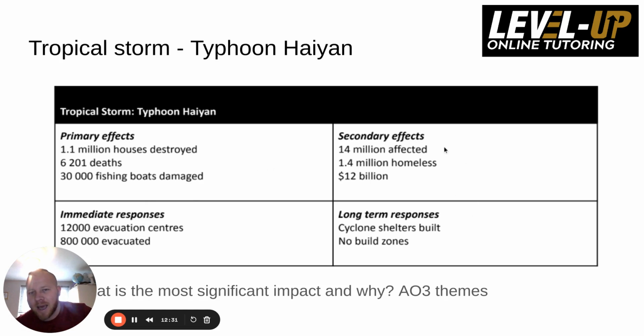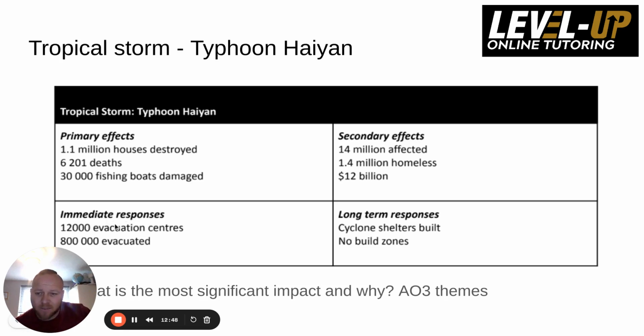Okay. We have primary and secondary effects. So primary, what happened straight away. Secondary, what happened as a result of the primary impacts. They need to know a couple from each here really. Then immediate responses and long-term responses. What did they do straight away?